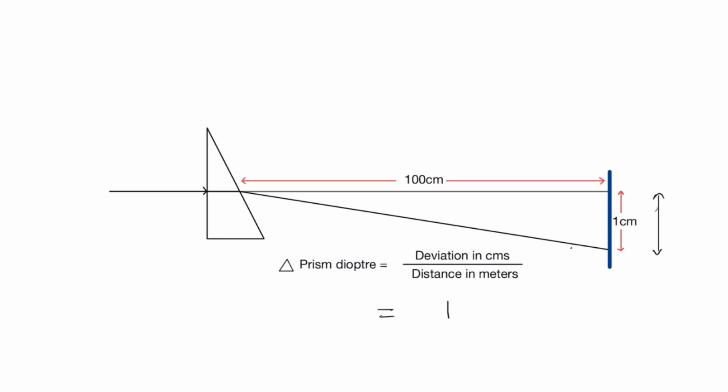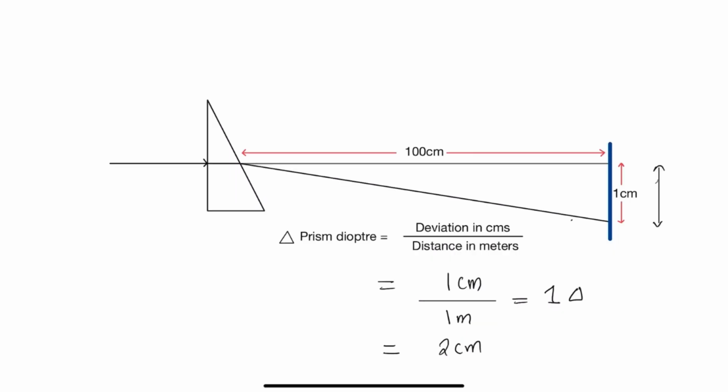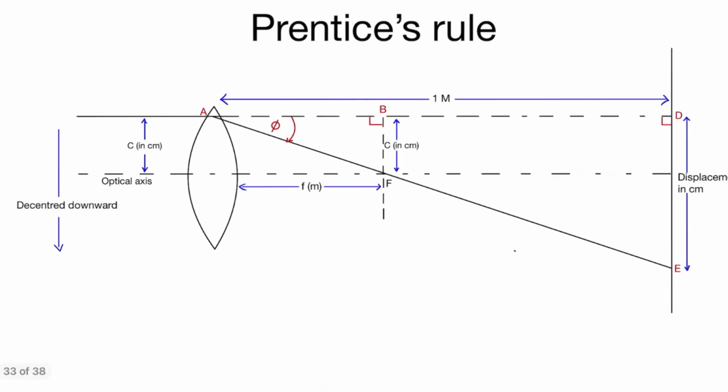Suppose your prism is making 1 centimeter displacement when the screen is 1 meter away from the prism. This becomes 1 prism diopter. If your prism is making 2 centimeter displacement when the screen is kept 1 meter away from the prism, there will be 2 prism diopter. Now we'll come back to our main topic, which is Prentice's rule.